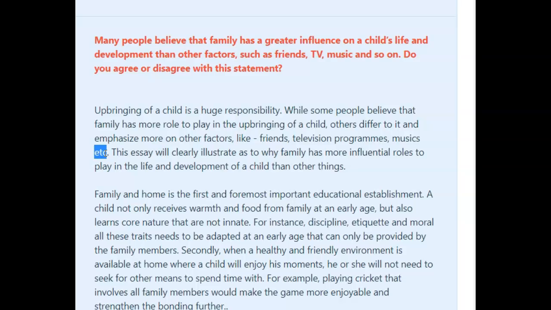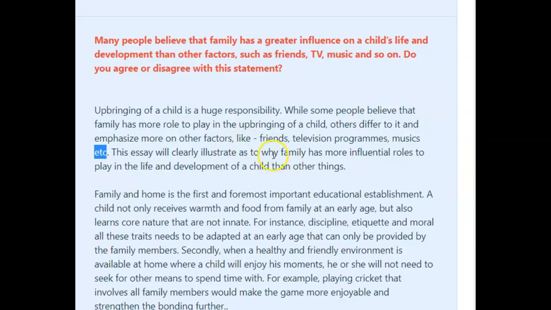Okay. So this essay will clearly illustrate as to why family has... Now, look what you did here. You could have simplified this and made it a cleaner sentence. You could have said as to why family has more influence in the life and development of a child than other things. This is also a little vague. So what are you saying? That it has more influence in the development of a child than it has influence on other things? Or are you saying that it has more influence on a child than other people or things have an influence? So it's a little vague the way you've written it.